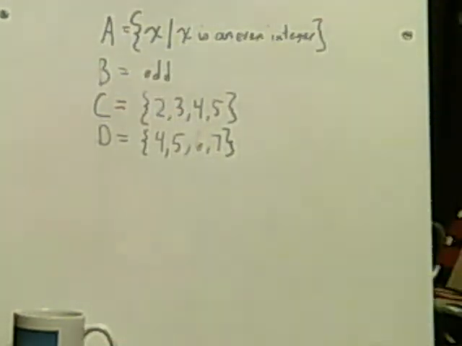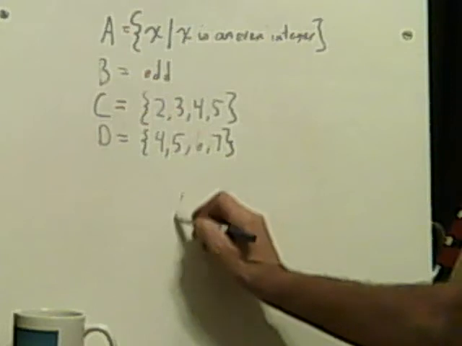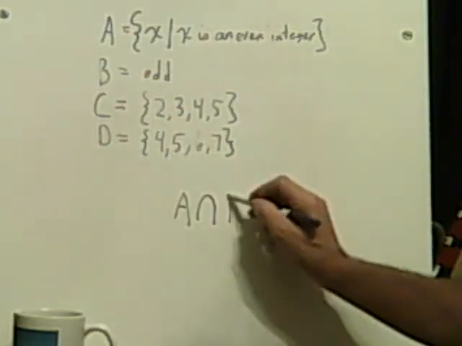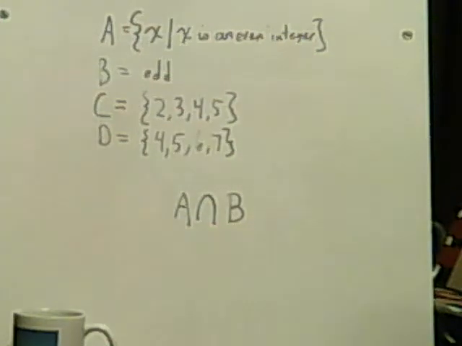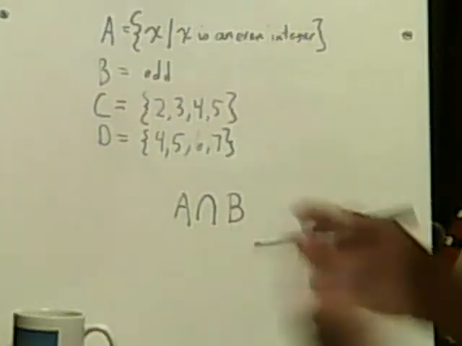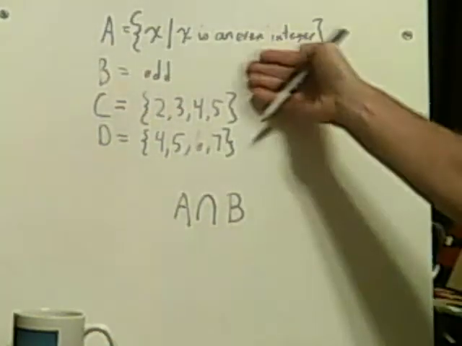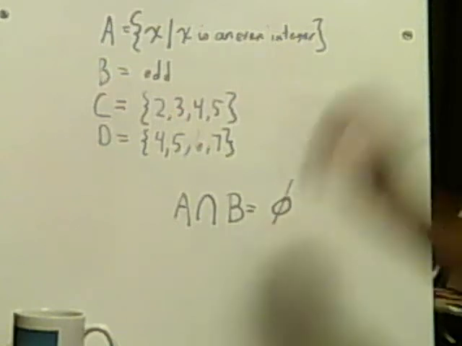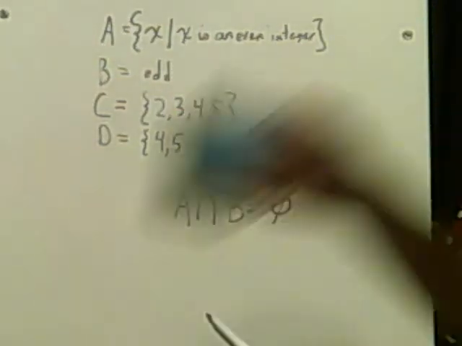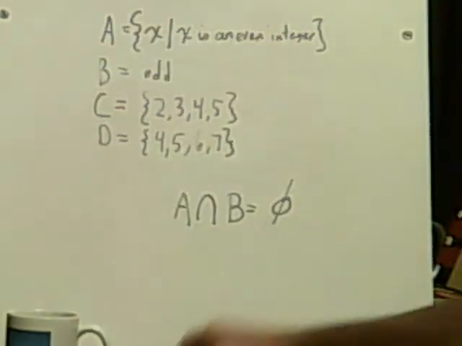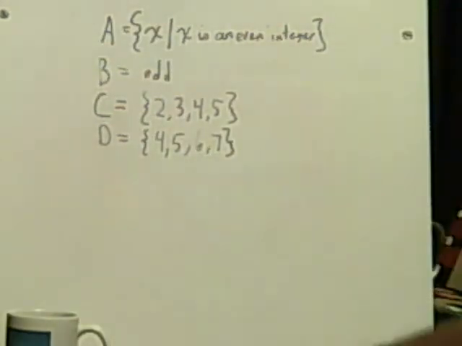Okay? The next one is A intersect B. Now A is the even integers and B are the odd integers. Now the question is, what is the intersection? What are those elements that are in common to both of these sets? And the answer is, it's going to be the empty set. The empty set is always drawn as a 0 with a line through it. That's the empty set because there are no elements that can be in both of those sets.